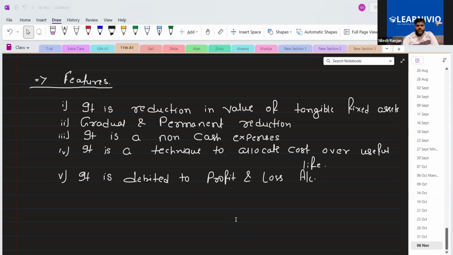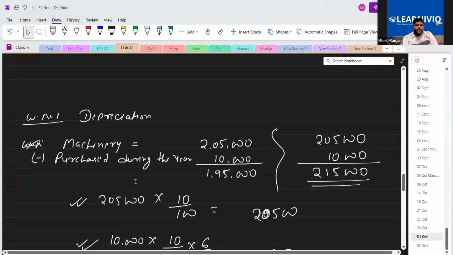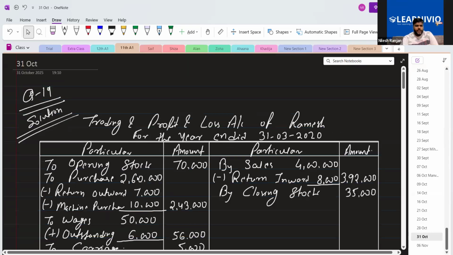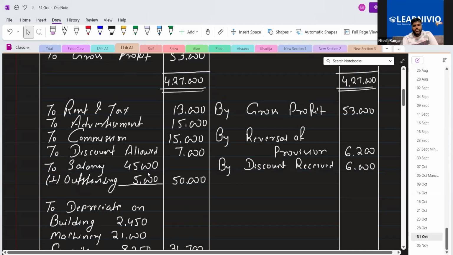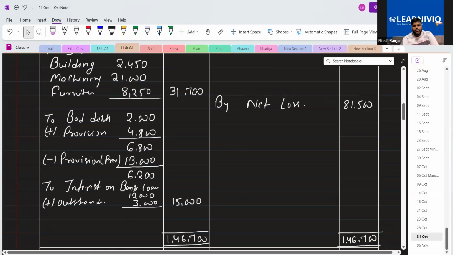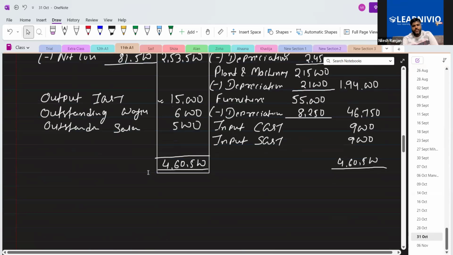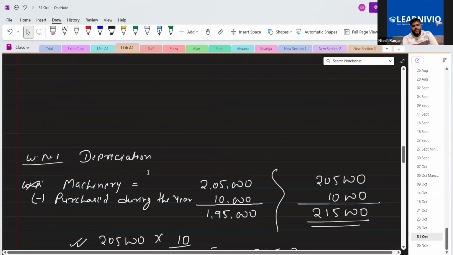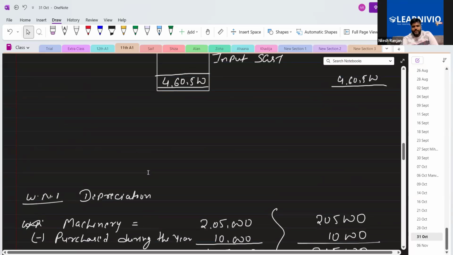Like in the last class, we have completed the final portion of this question number 19, trading and profit and loss account of Ramesh. We have completed this. There was a net loss. Then we have completed the balance sheet. And after that, we have started the depreciation chapter.